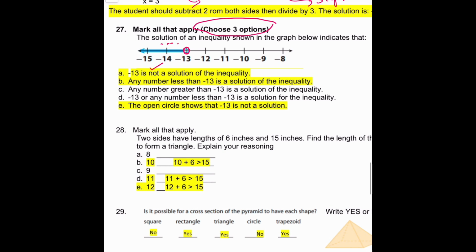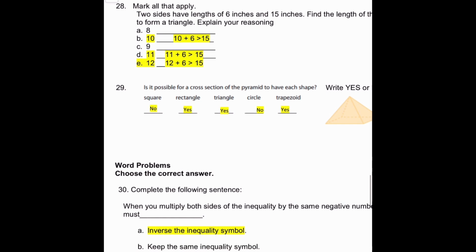Yes, everything less than negative 13 will be a solution because the blue line is touching that. Any number greater than negative 13 is a solution? The blue line is not anywhere after negative 13, so this is not an answer. Negative 13 or any number less than negative 13 is a solution? He's saying negative 13 is a solution, but clearly we can see negative 13 is not a solution. The open circle shows that negative 13 is not a solution. True, very true. Okay, mark all that apply.